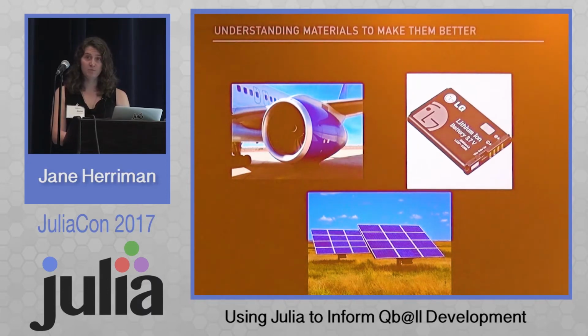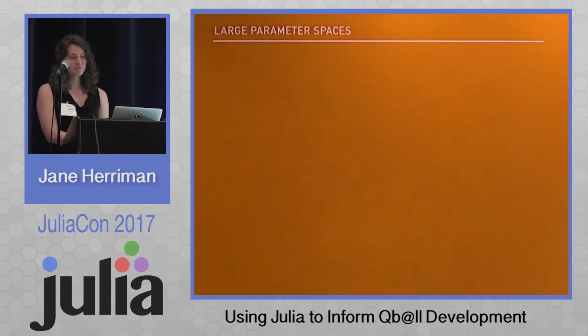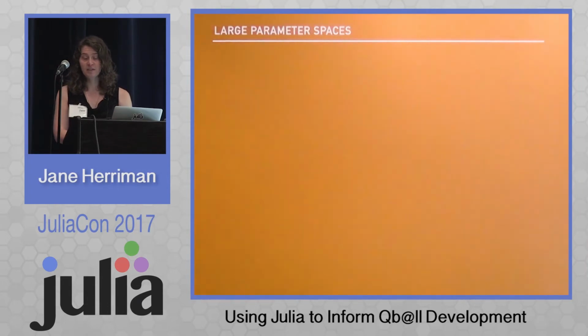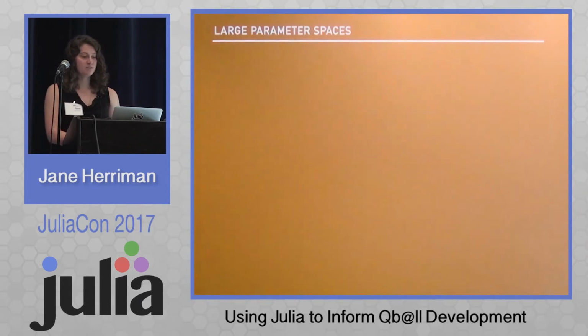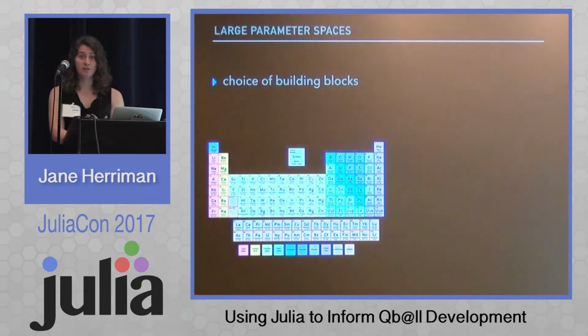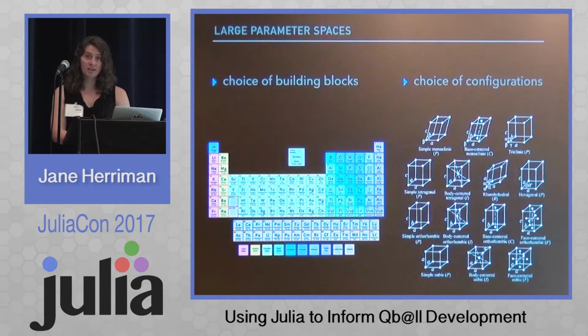To get desirable materials for a particular application, we might like to search through candidate materials in a variety of regimes. And I'd like to make 2 points about that search. The first point is that we have a huge parameter space to draw from. Now, in defining our parameter space, we have to pick both our building blocks and how we might like to configure those building blocks. In materials research, our building blocks are atoms.